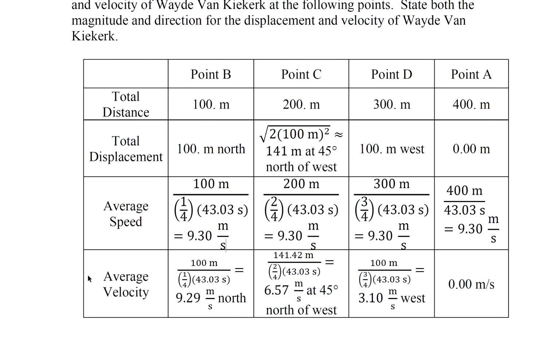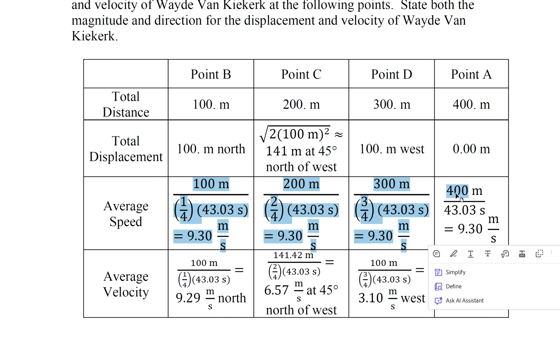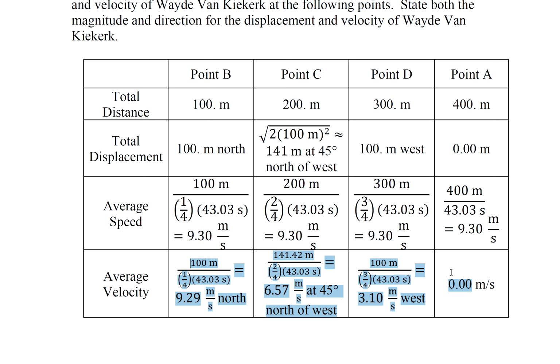Now look at the average velocity. Well, the numerator is going to be displacement. It's not going to be distance. So here you have 100, 200, 300, 400. And that's what we have in the numerator here, 100, 200, 300, 400. What we have in the numerator for average velocity is this, 100, 141, 100, 0. So you see the velocity decreases to 0 because we end up going to the original position.